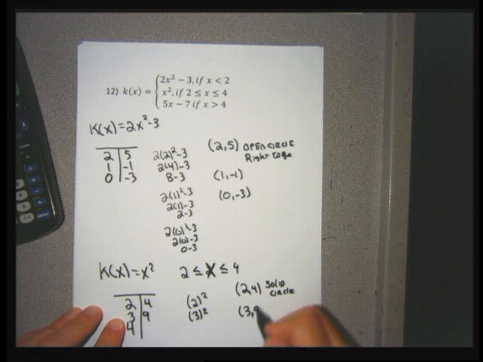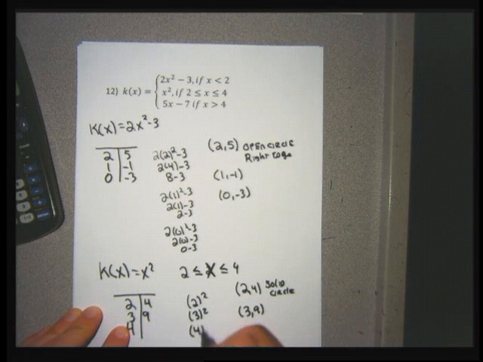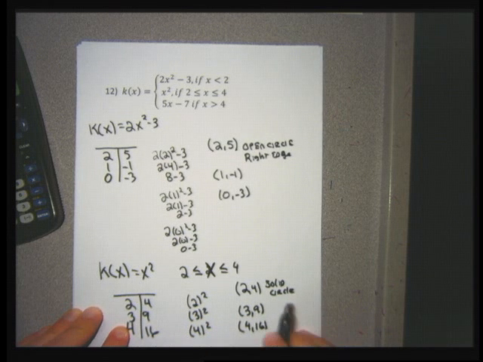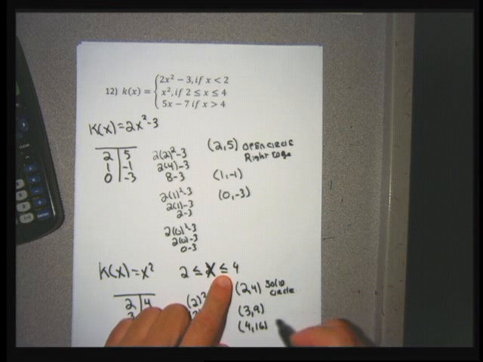I'm going to also graph the point (3, 9). And the last one, 4 squared is 16. I'm also going to graph the point (4, 16). It's an endpoint, and the 4 has an "or equal to," so it's also going to have a solid circle.